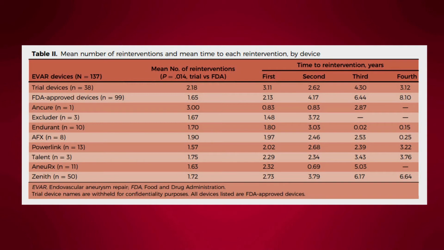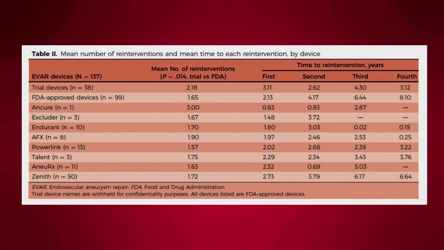The most common type of reintervention was a type 2 endoleak, performed in 52% of reinterventions, while type 1 endoleaks were treated in 18%. There were also type 3 endoleaks in 9.5%, limb kinks in 7.3%, and iliac occlusive disease in 5.8%. The overall mean time to first reintervention was just over 2 years.